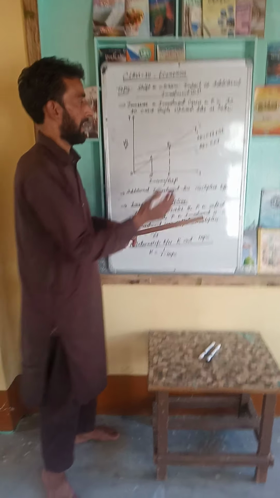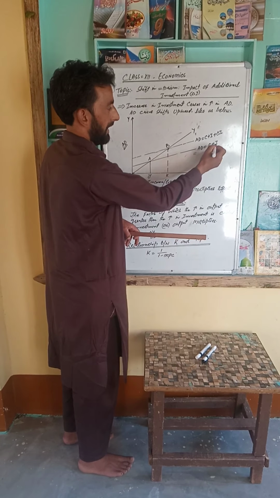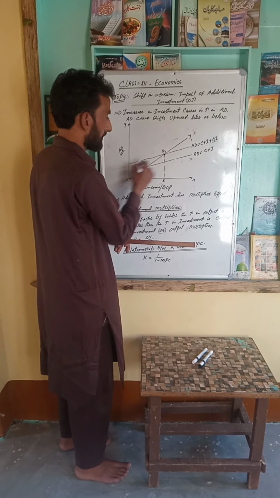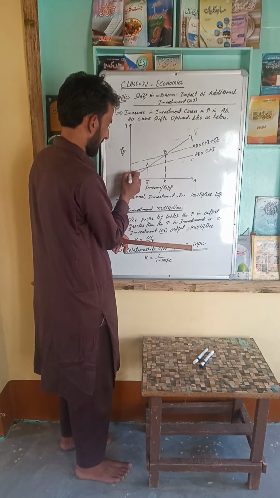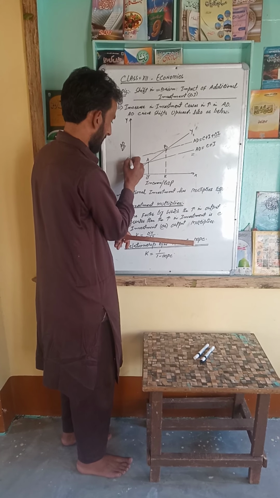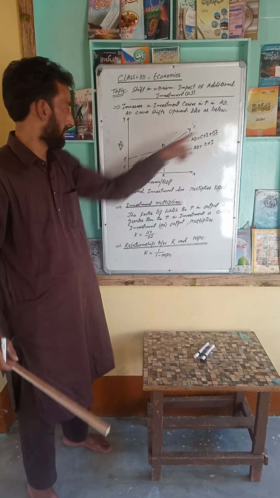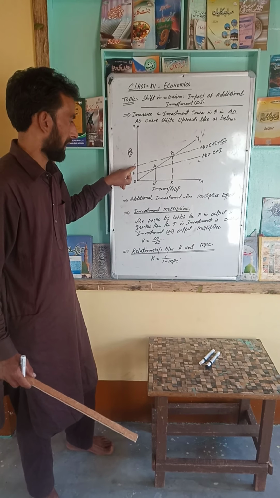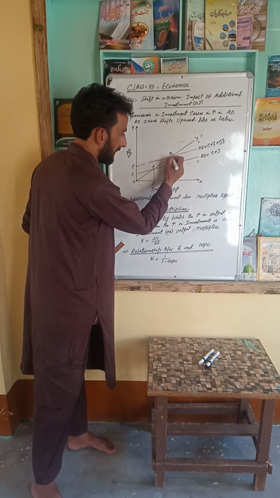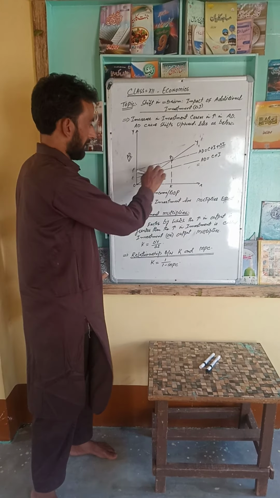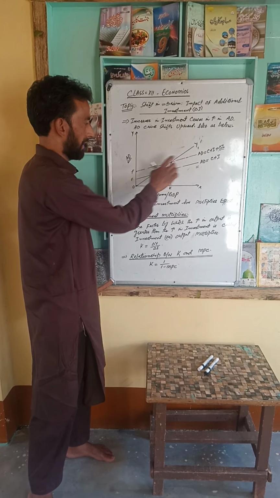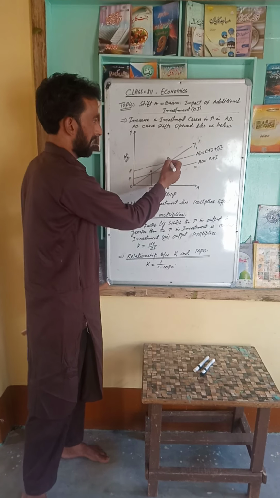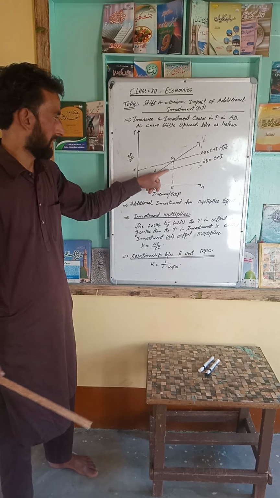Now here is additional I. When there is additional I, it will change our AD curve from E to F. When there is additional investment, the curve will shift from E to F, and a new equilibrium point will be created, that is point D. This is the way that when there is additional investment, the AD curve will definitely shift upward, and additional investment will create an increase in income.